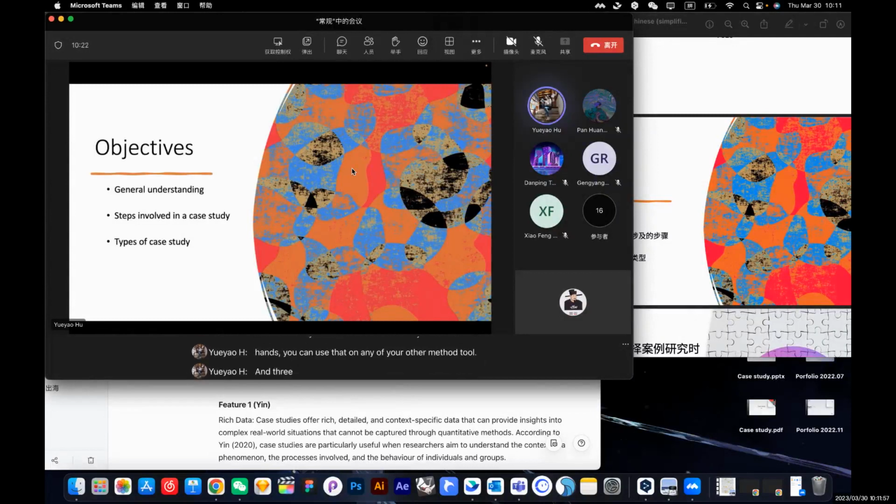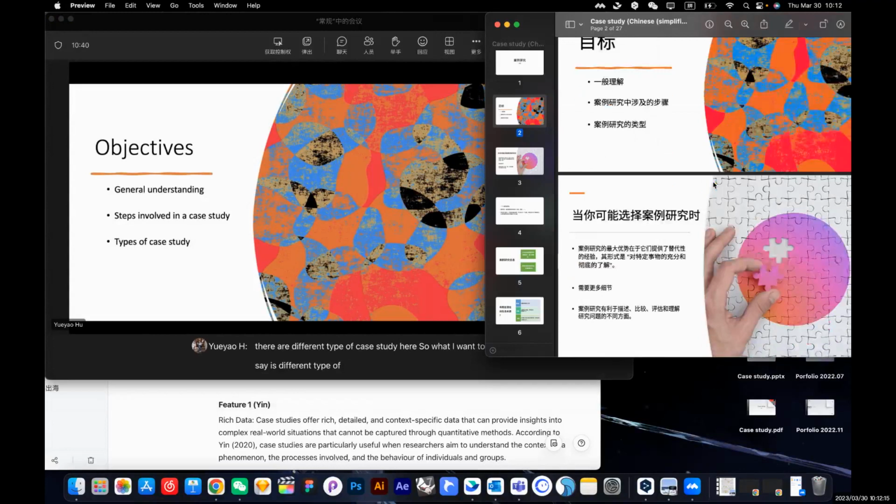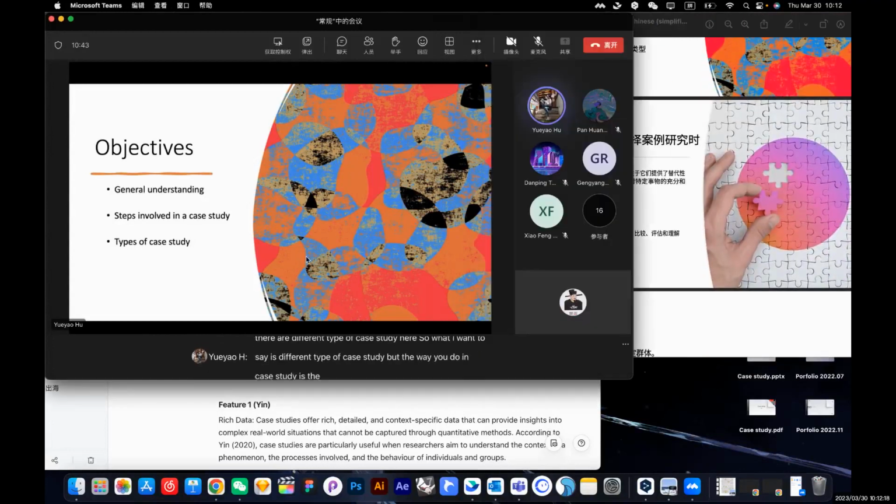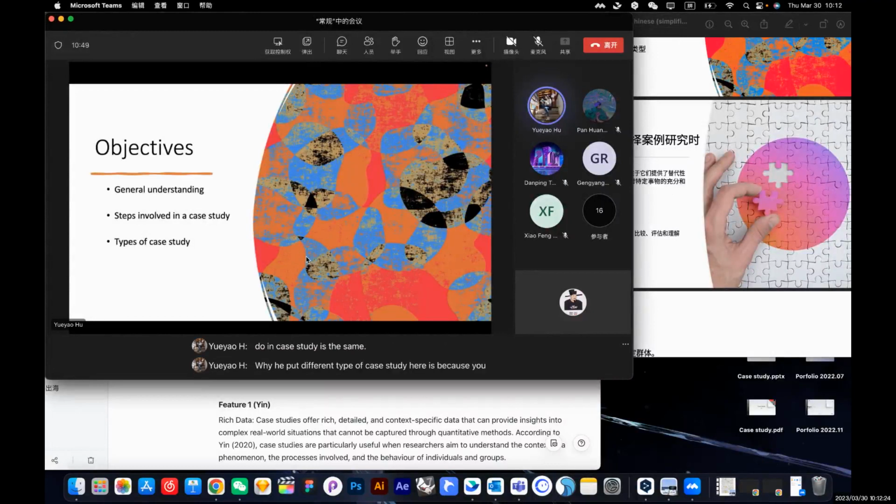And three, the types of case study. If you already know a little bit about case study, you should know that case study is involved in qualitative research and quantitative research. So there are different types of case study here. But the way you do a case study is the same. The reason different types are listed is that you can explain better what type of case study you use to explain what type of data. It's for you to explain better, but it doesn't mean different types of case study have different ways of doing research. It's quite similar.